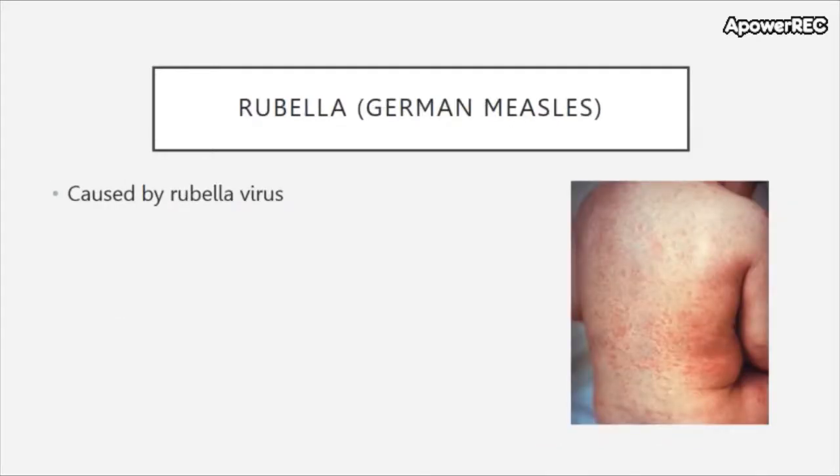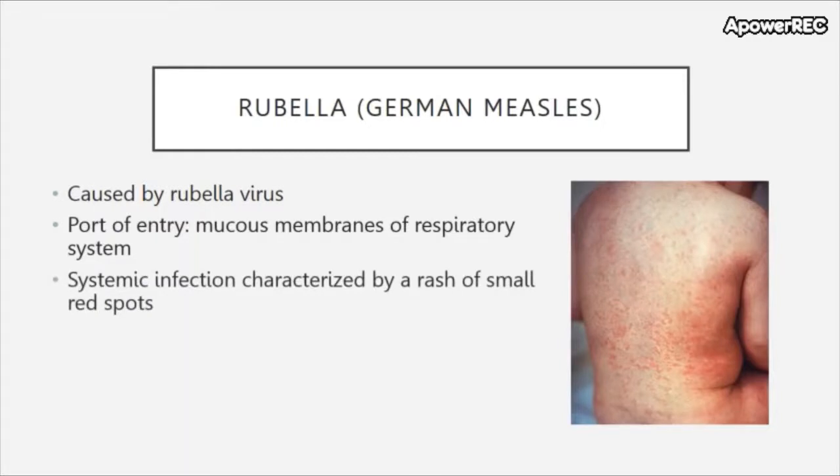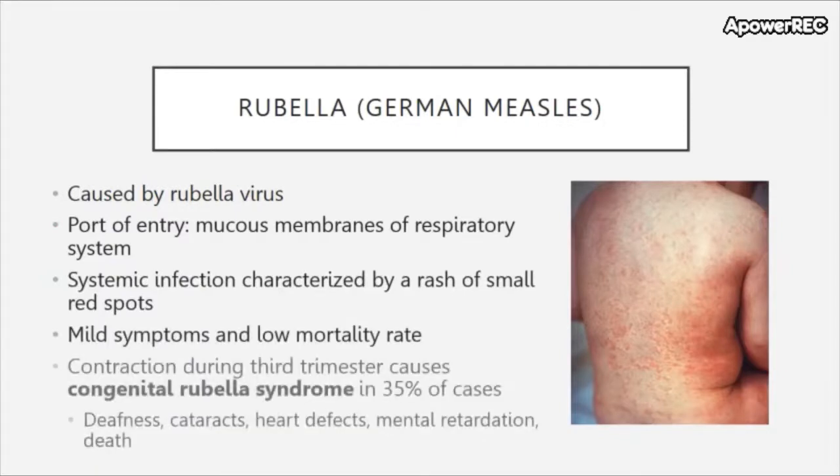Okay, rubella, which is also known as German measles. The term rubella basically means little red. Portals of entry include mucous membranes of the respiratory system. It's a systemic infection characterized by a rash of small little red spots. And it has mild symptoms and a low mortality rate. Contraction during the third trimester causes congenital rubella syndrome in 35% of cases, which includes deafness, cataracts, heart defects, mental retardation, and death.